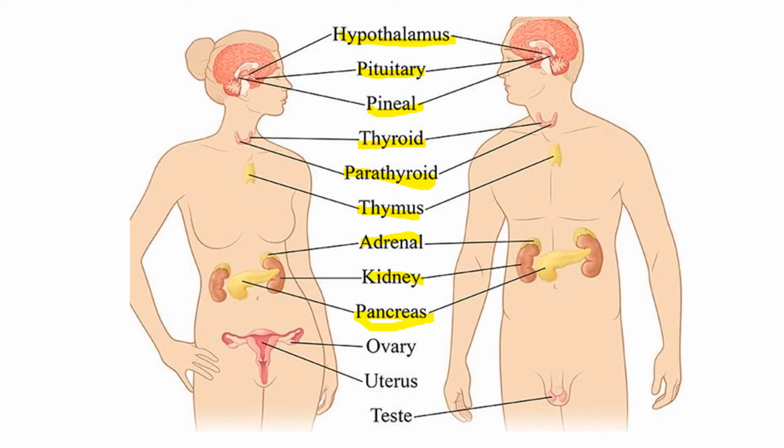Now, here are the things that are different between male and female: the ovaries, the uterus, and the testes. These are part of the reproductive system, but they're also, on some level, part of the endocrine system, because they have their own glands and produce their own hormones and so on and so forth.